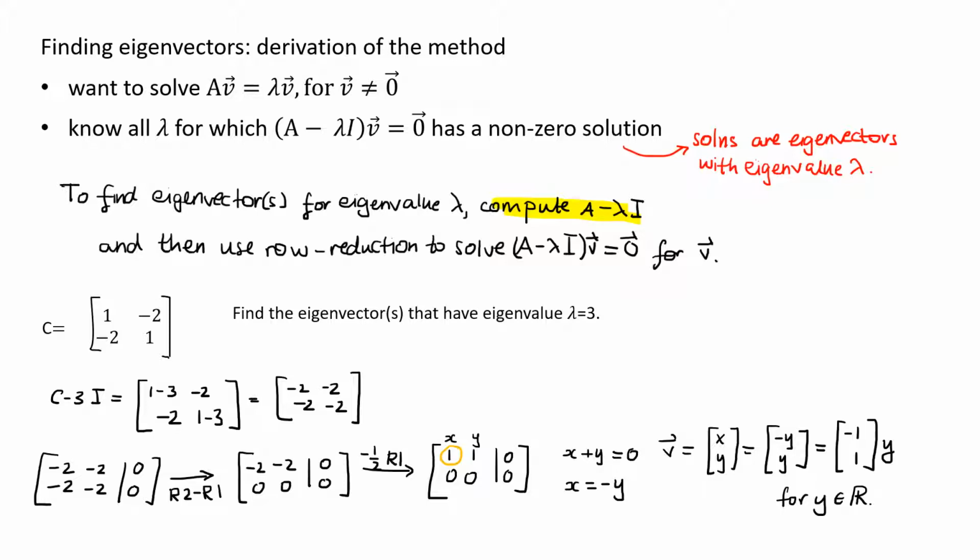Okay. All right, so my eigenvectors for lambda equals 3 all have this form. They're all multiples of (negative 1, 1).